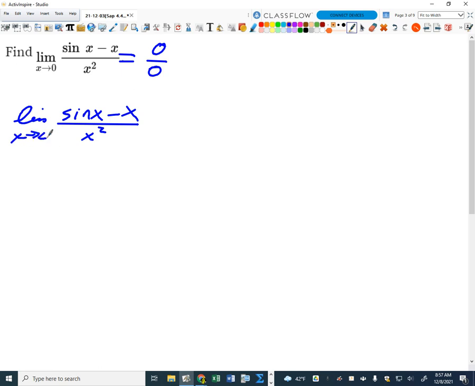Now I have to drag the limit notation with me the whole time because we haven't evaluated the limit yet. So the derivative of sine x is minus 1. What would you do next? Evaluate the limit. As x approaches 0, I'm going to get 1 minus 1 over 0. So it's still 0 over 0.